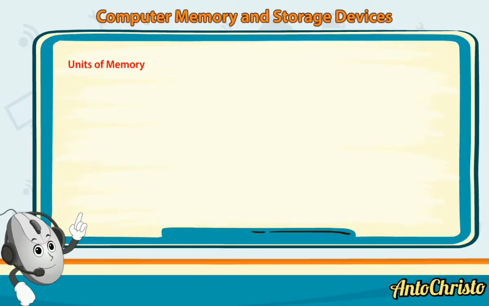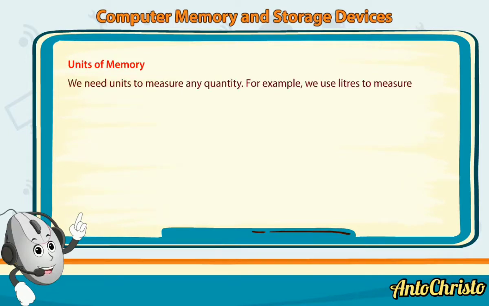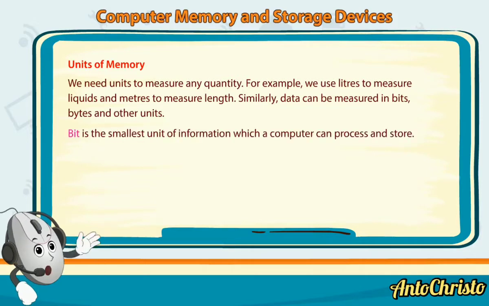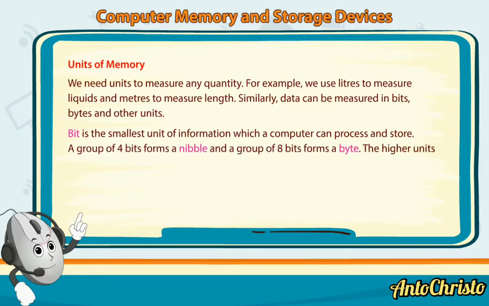Units of memory. We need units to measure any quantity. For example, we use liters to measure liquids and meters to measure length. Similarly, data can be measured in bits, bytes, and other units. Bit is the smallest unit of information which a computer can process and store. A group of 4 bits forms a nibble, and a group of 8 bits forms a byte. The higher units of memory are given as follows.